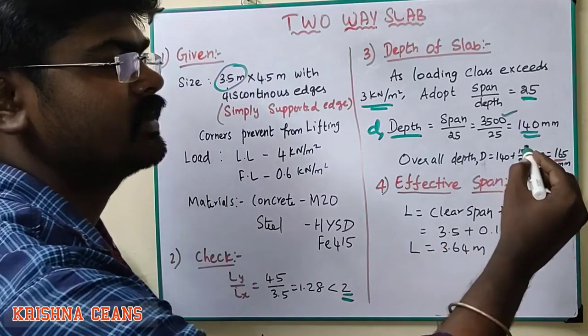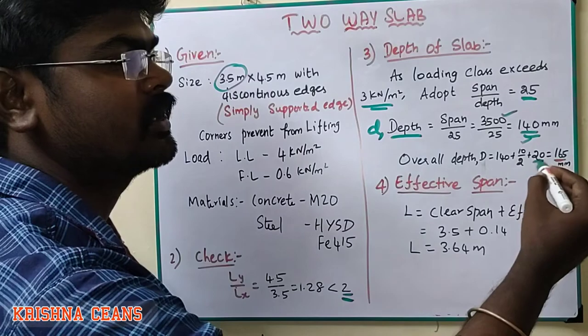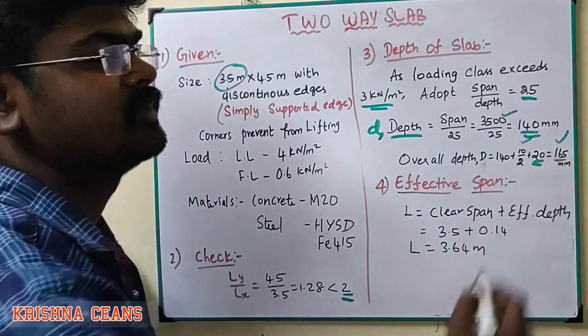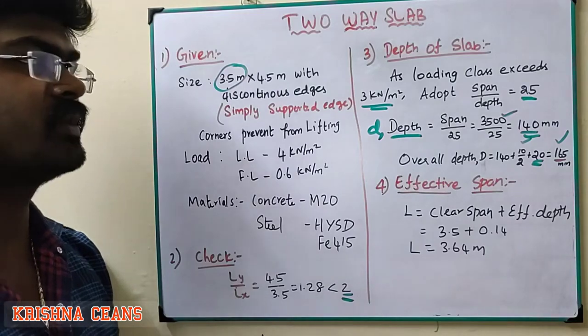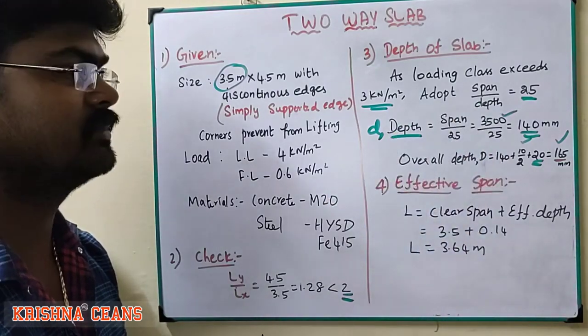So we need to provide 10 mm diameter bars at least for the slab, then 20 mm cover. So we calculate the overall depth as 165 mm. From the ratio we get a clear idea about the depth of slab.